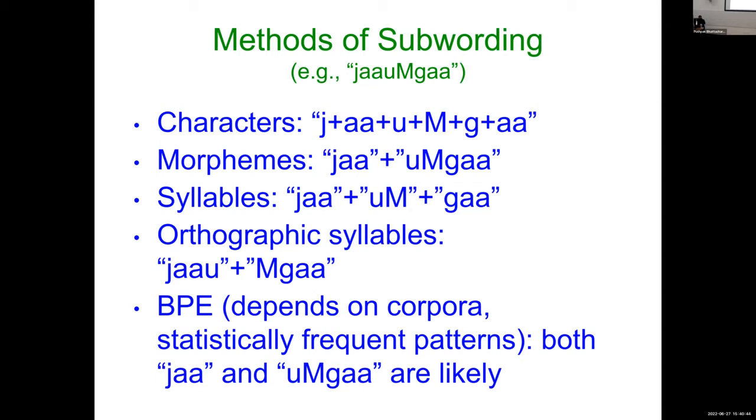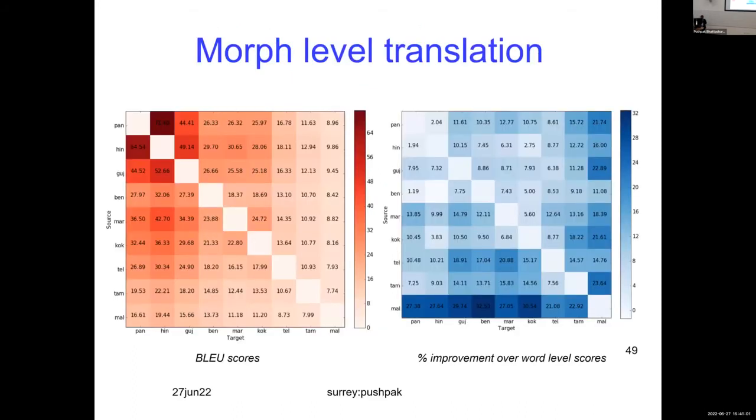This can be divided into consonants and vowels, or consonant vowel combinations, or syllables, or orthographic syllables which end in vowels, and byte pair encoding where the substrings are very frequent. So when we make use of morphology analysis and use morphological segmentation on the training data, we see that the accuracy figures improve for all pairs.